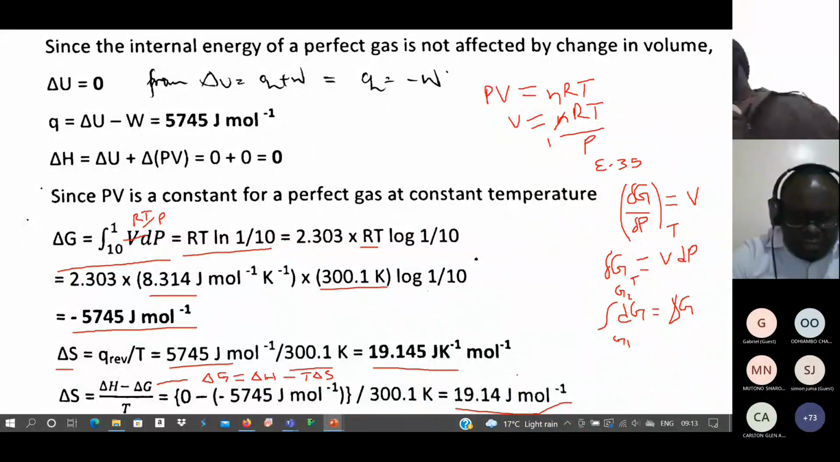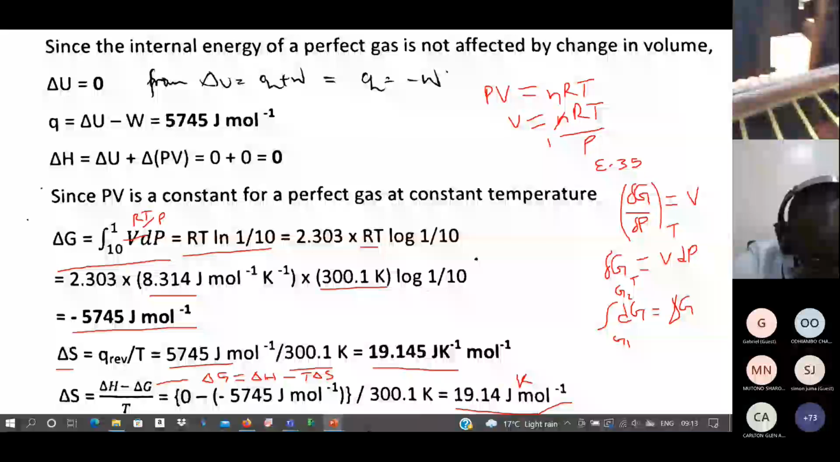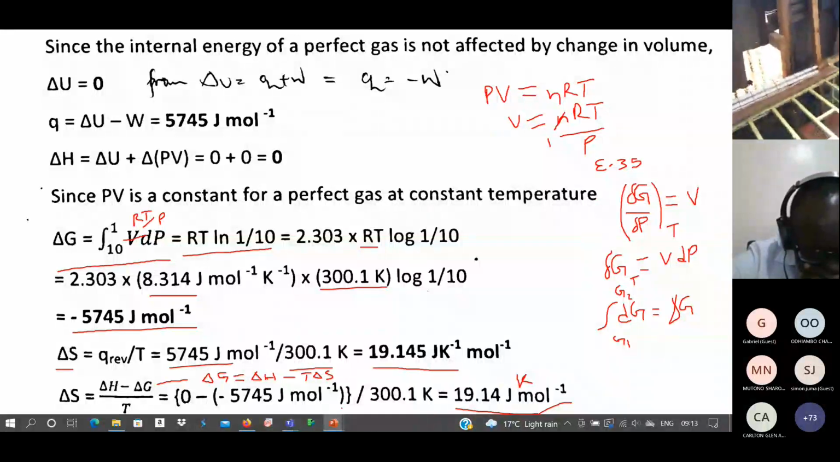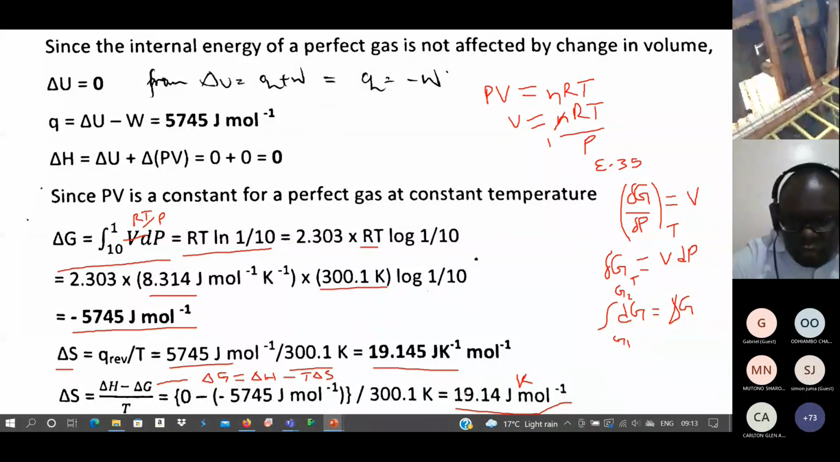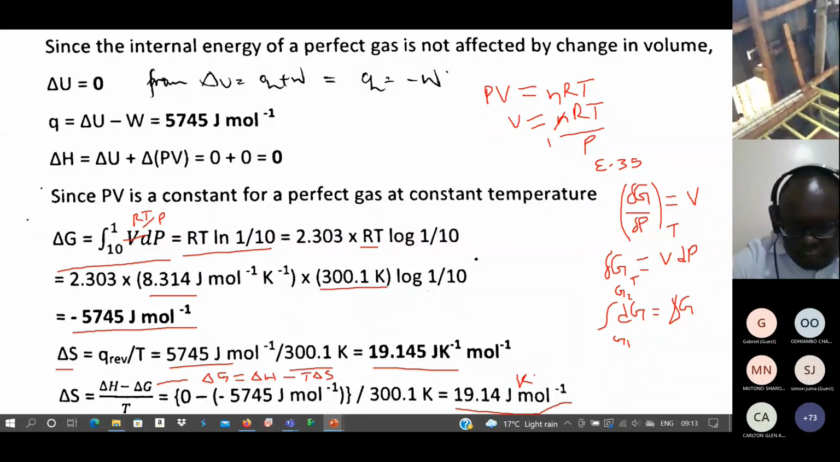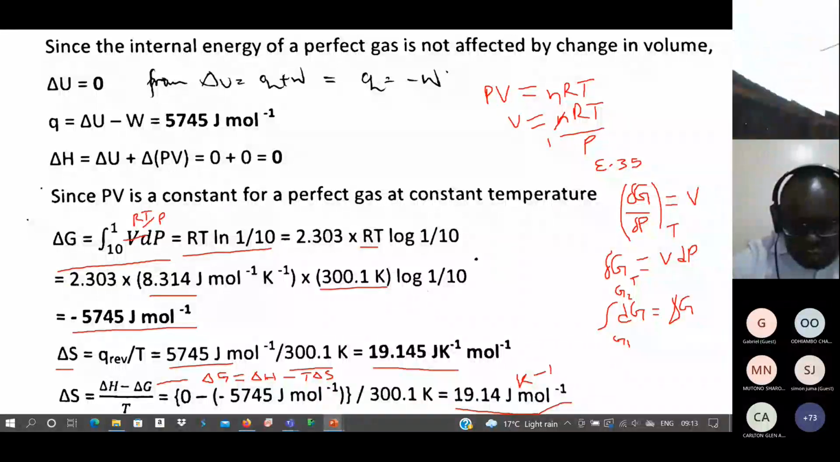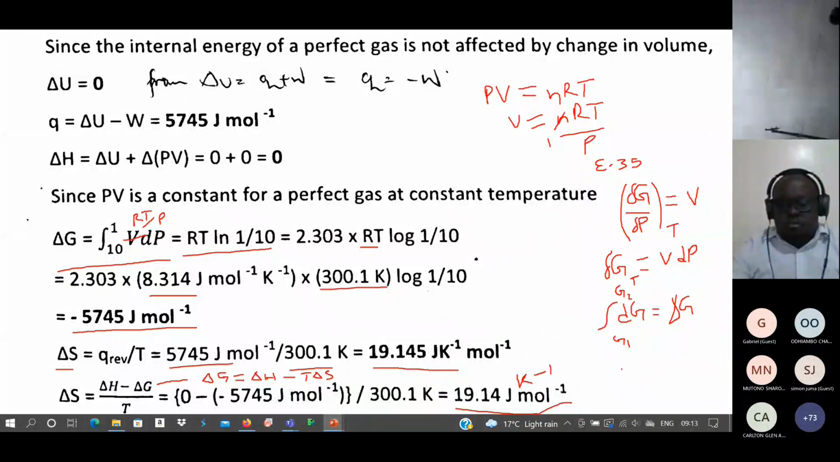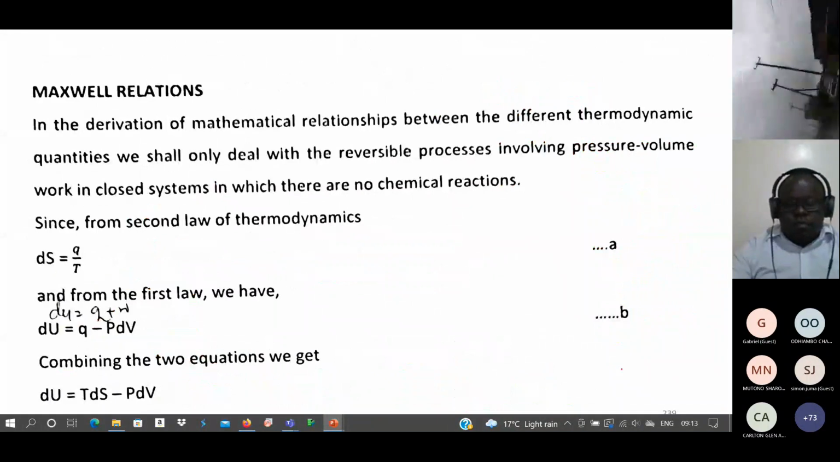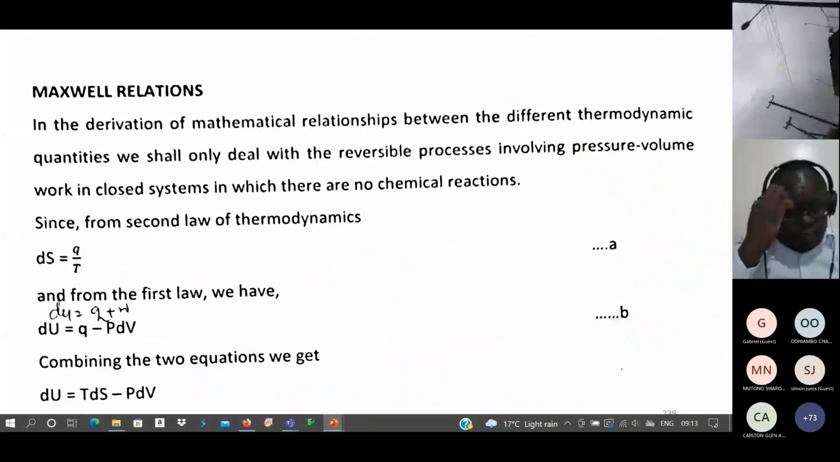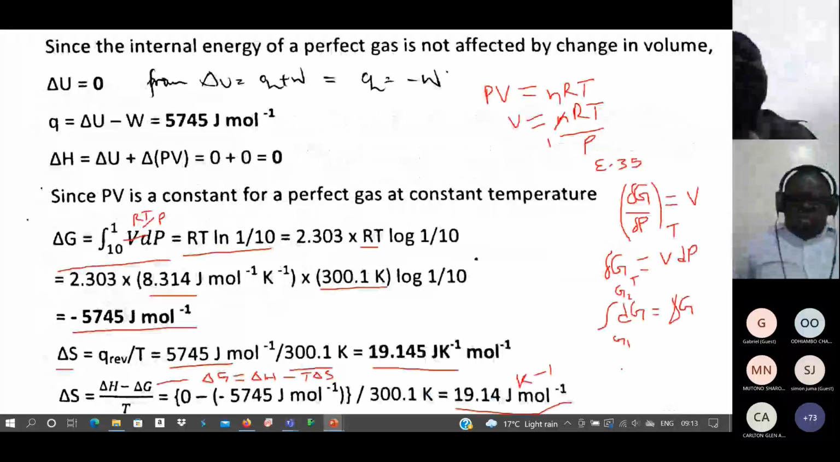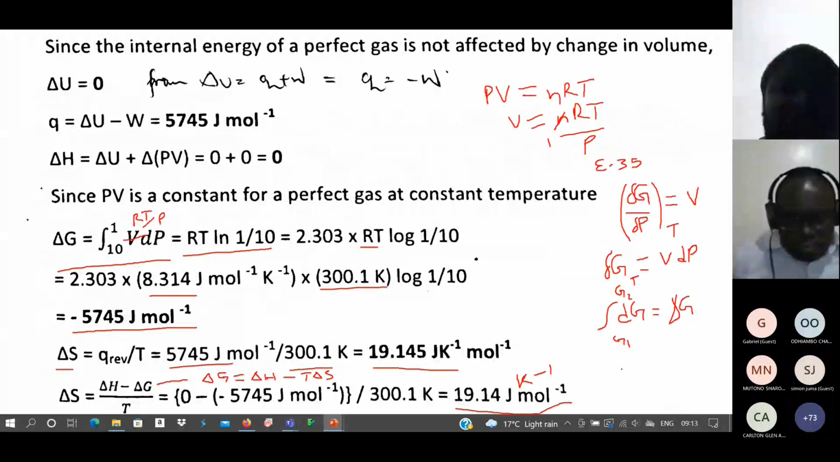Is it per Kelvin, per mole, or per mole? Just check this. Joules per Kelvin per mole. Okay. So now I think that one kind of wraps.